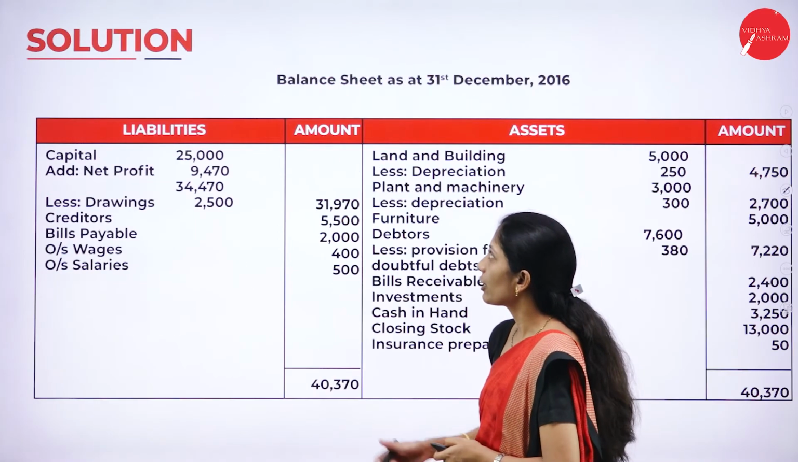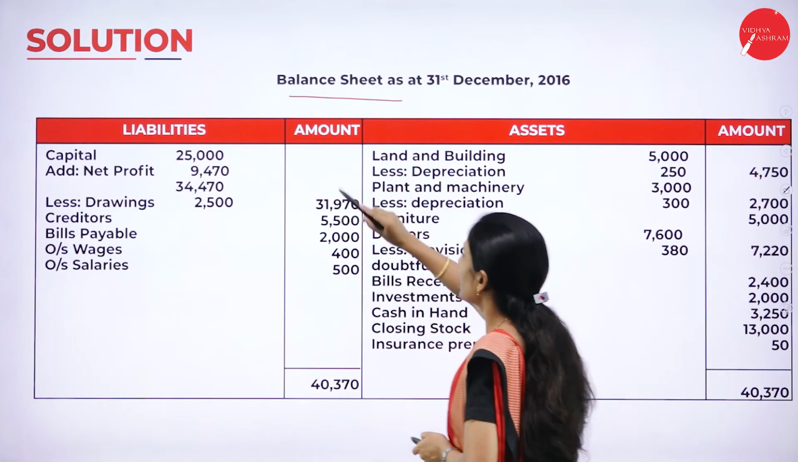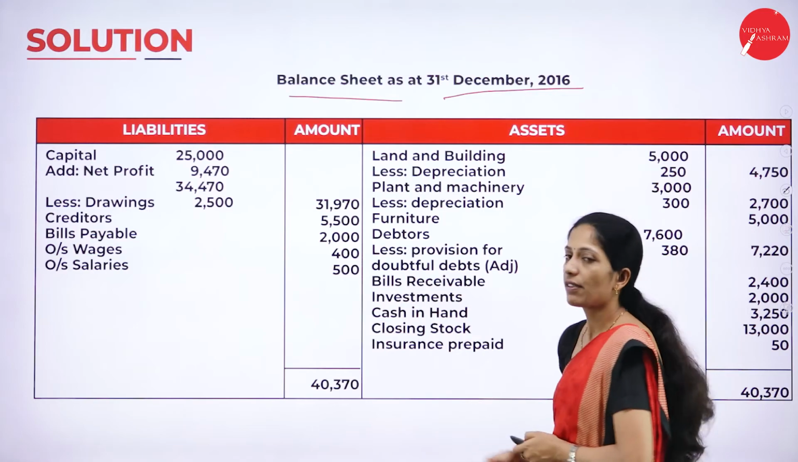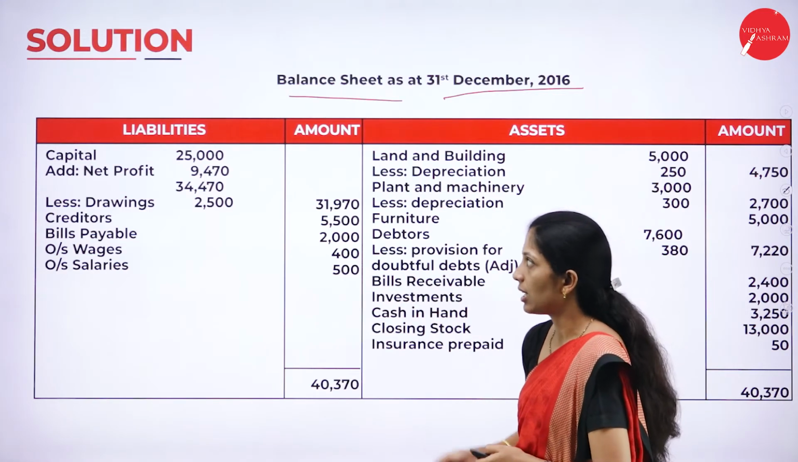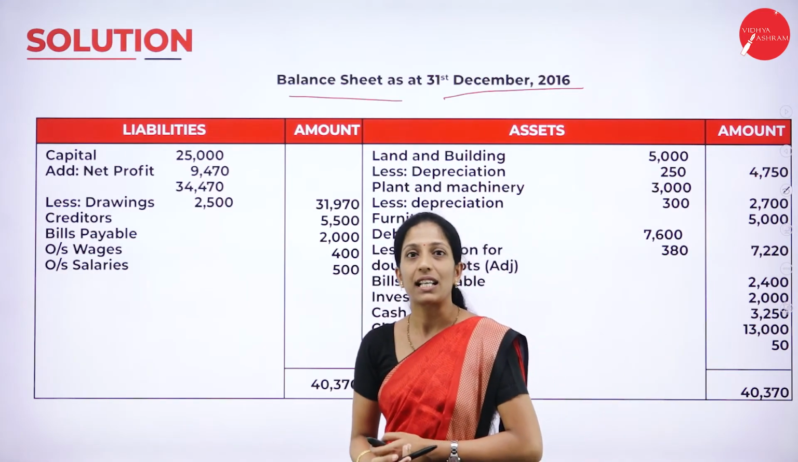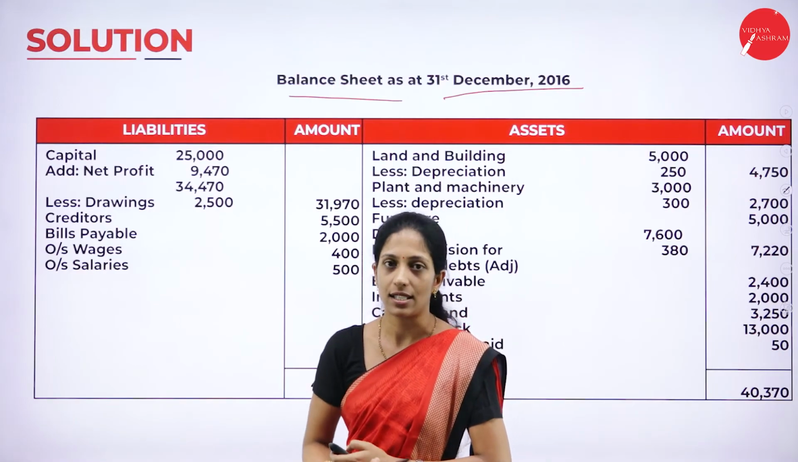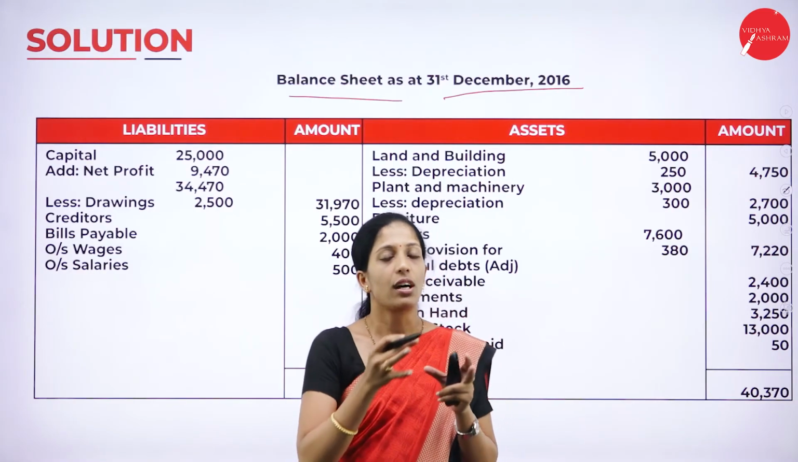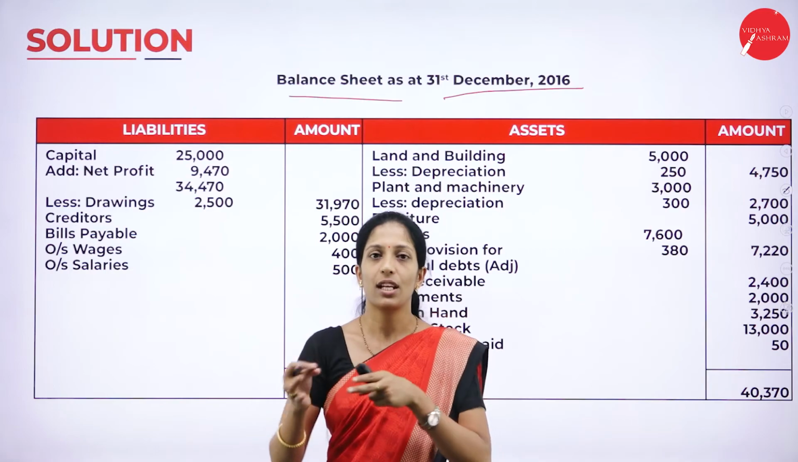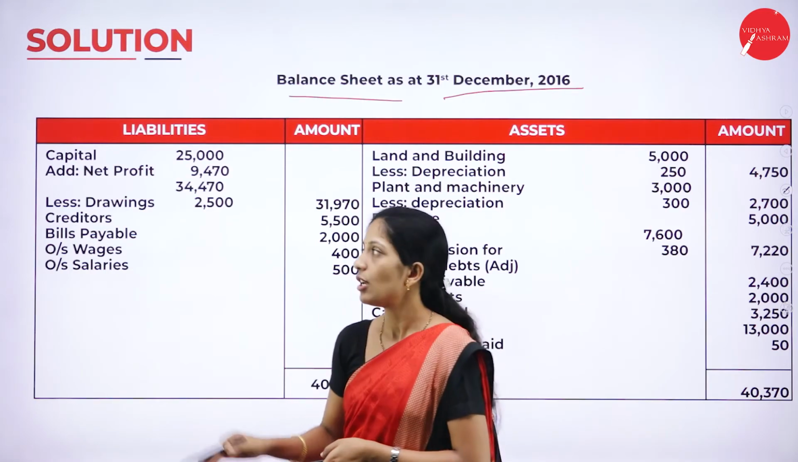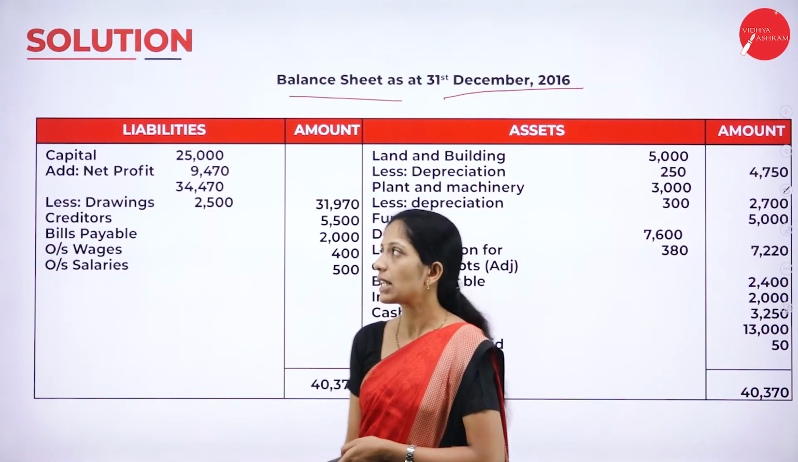Now we shall directly go through the balance sheet. Write the heading: balance sheet as at 31st December 2016. So we have to record all the liabilities and all the assets. Either you can first record all the assets, then all the liabilities. We shall start with the liabilities first.